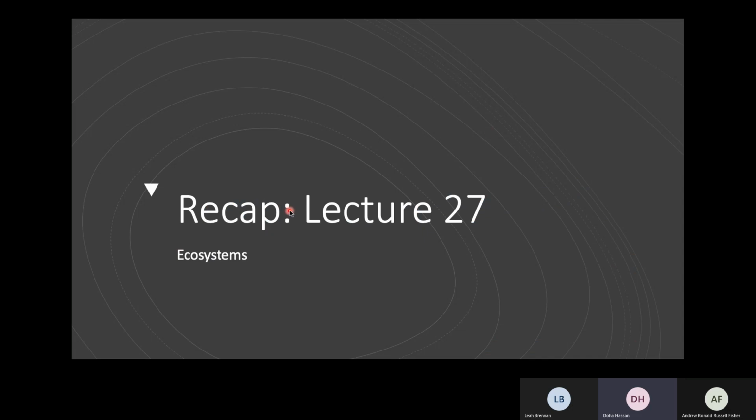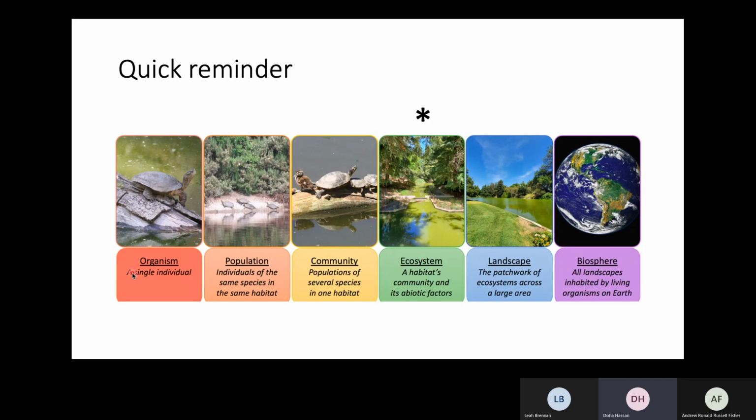Okay, so now our last recap of this afternoon, which was on lecture 27, and this was on ecosystems. So again, quick reminder, we already talked about organisms 7 million times. Then we talked about populations today. We also talked about communities, and now we're going one level up to ecosystems.